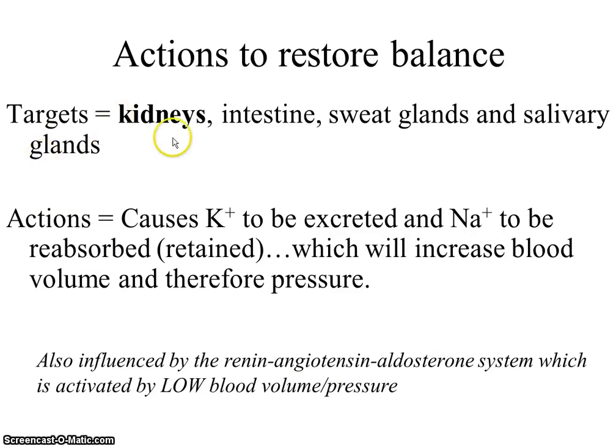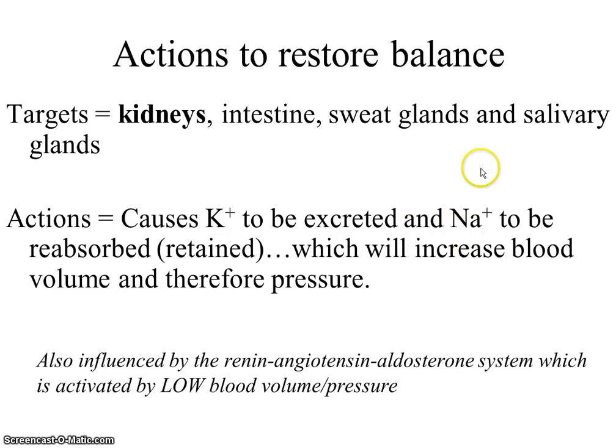Well, a primary target is the kidneys. If we're talking about fluid and electrolyte imbalances, the kidneys are very much in control of that. The intestines, sweat glands, and salivary glands all have some influence as well on fluids and electrolytes because we lose some fluids and electrolytes through these routes. So what does it do? Well, it causes potassium to be excreted, so peed away, and sodium to be reabsorbed or retained. So it stays in the body. We don't lose any more sodium.